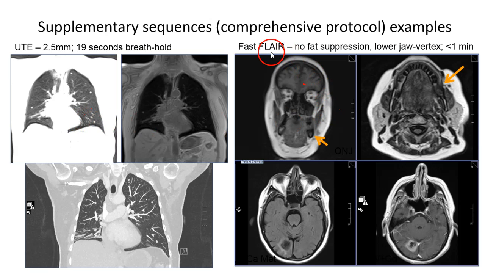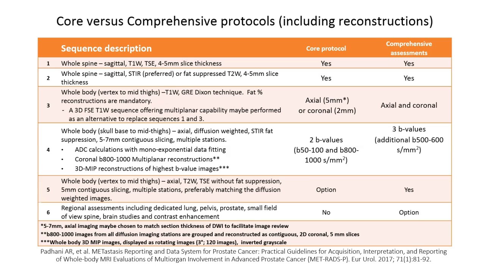But we also, on a routine basis, would do a fast FLAIR sequence. Usually it takes 1 to 2 minutes to look at things like osteonecrosis of the jaw. You'll notice that we do not apply a fat suppression on the fast FLAIR sequence. So we can see the signal in the jaw. And of course, if you see something, you should give contrast to see what that is. And in this case, this is a metastasis. So here is the core protocol and the comprehensive protocol just displayed as one table, so you can have an idea of the comparison of the two techniques.